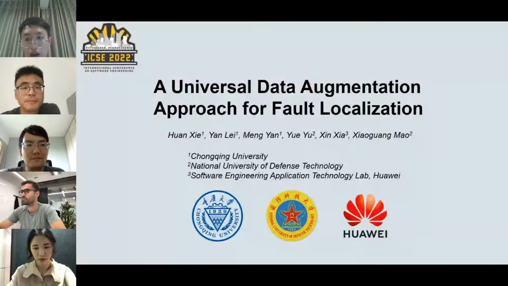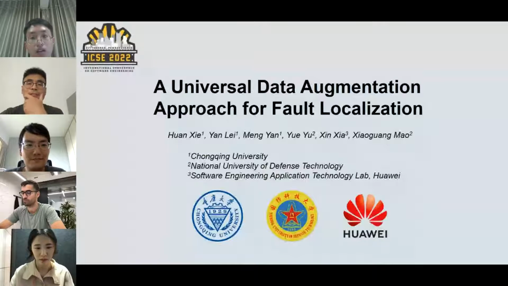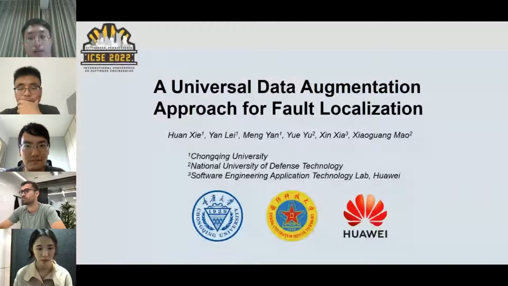Hello everyone. It's really an honor to be here to introduce our work. Today, I'm going to share our work, a universal data augmentation approach for fault localization.